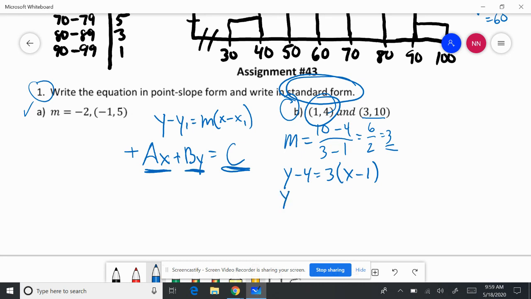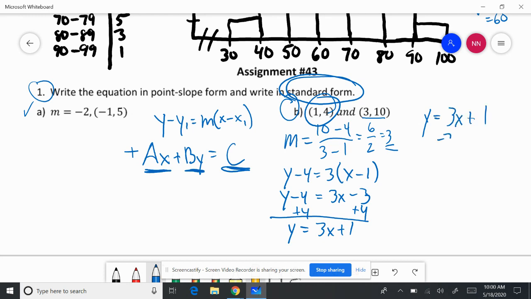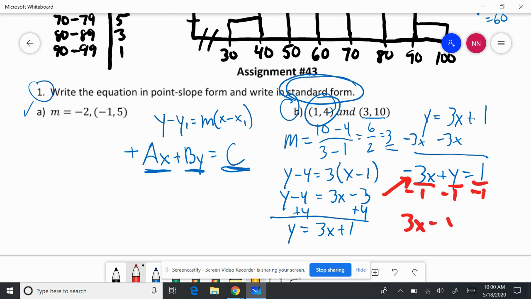So we're going to simplify this. y minus 4 equals 3x minus 3. And then I'm going to add the 4, and I get y equals 3x. So with this equation, I'm going to subtract the 3x, and I get negative 3x plus y equals 1. This is almost perfect, except if you're looking closely, you see that we have a negative there. So I'm going to divide all of these by negative 1, and that gives me 3x minus y equals negative 1. That right there is how I write it.